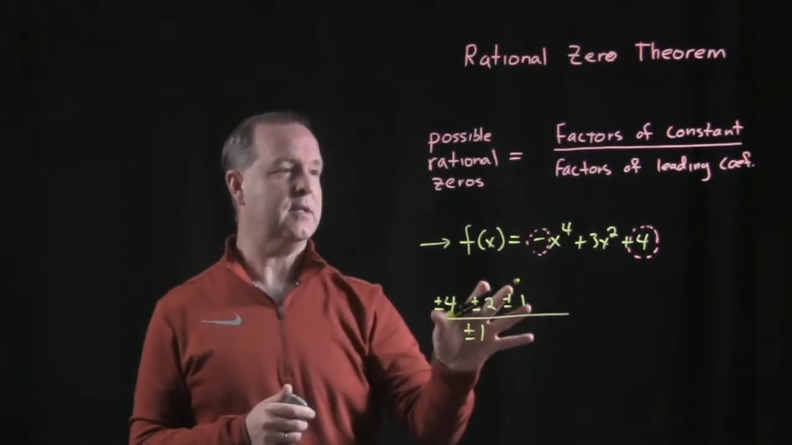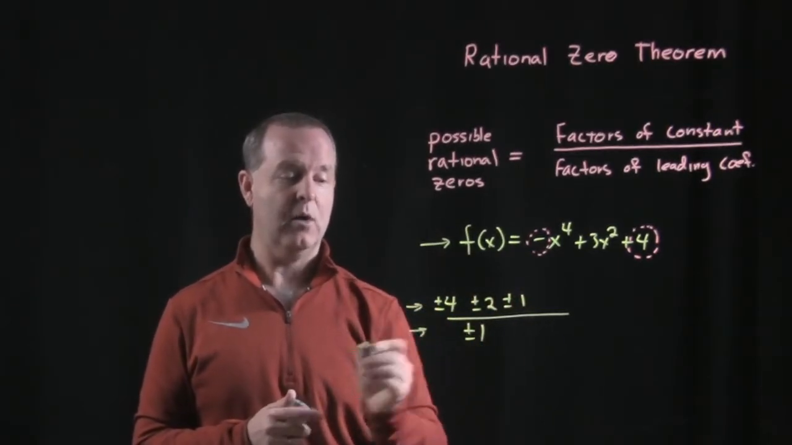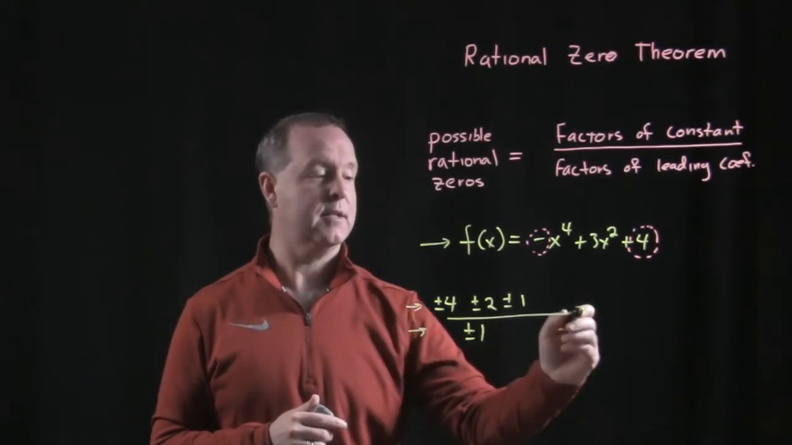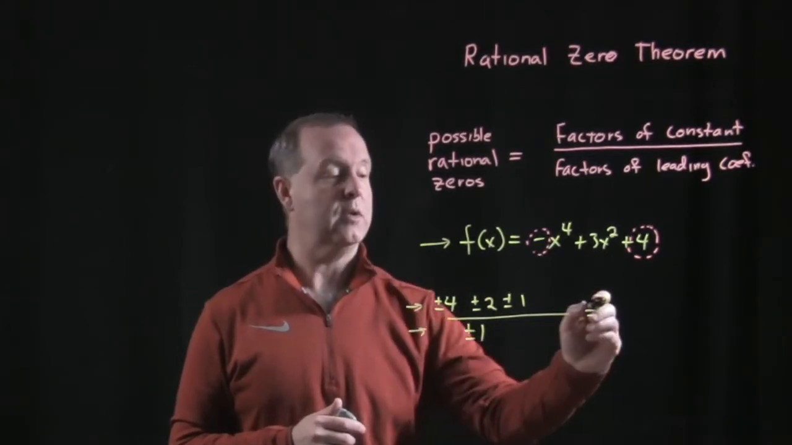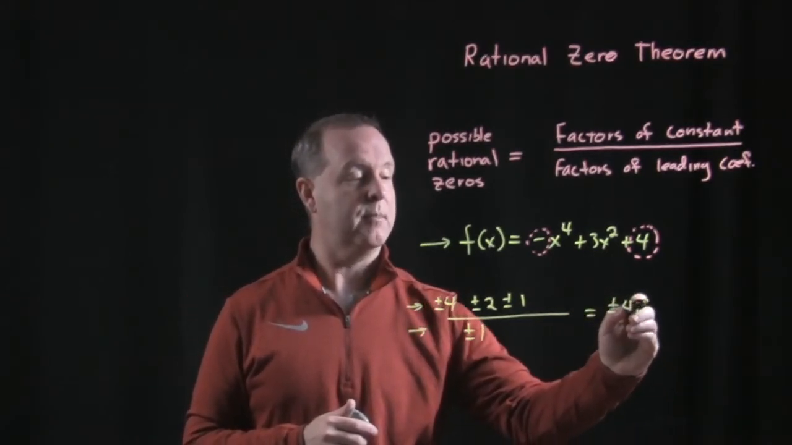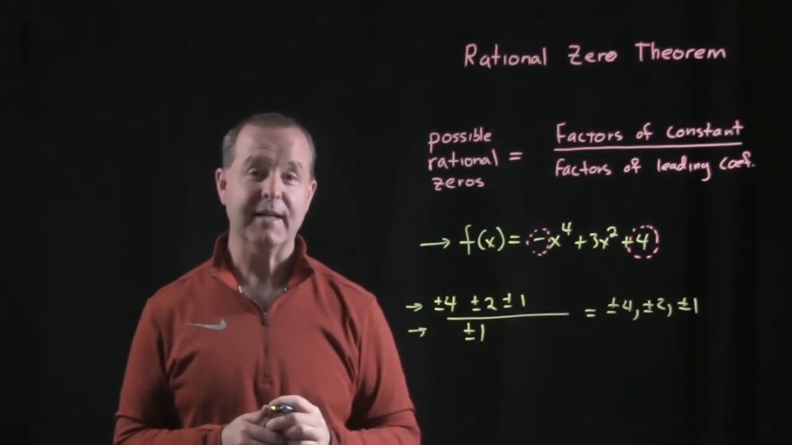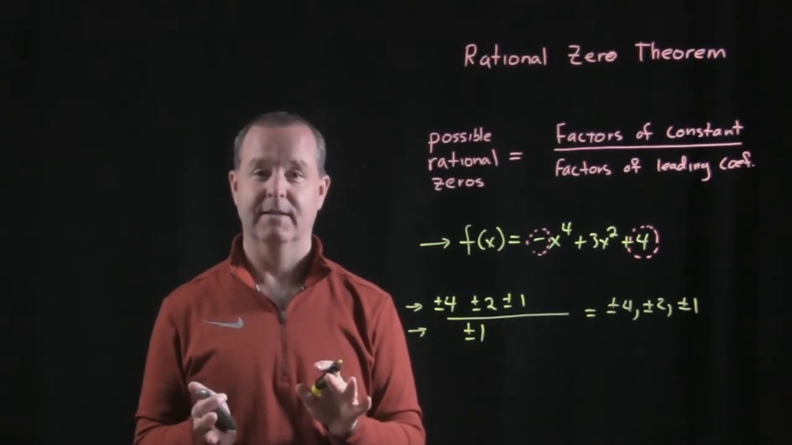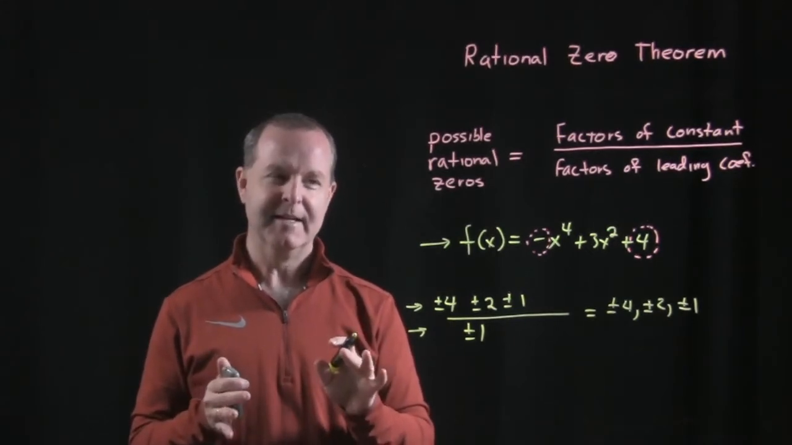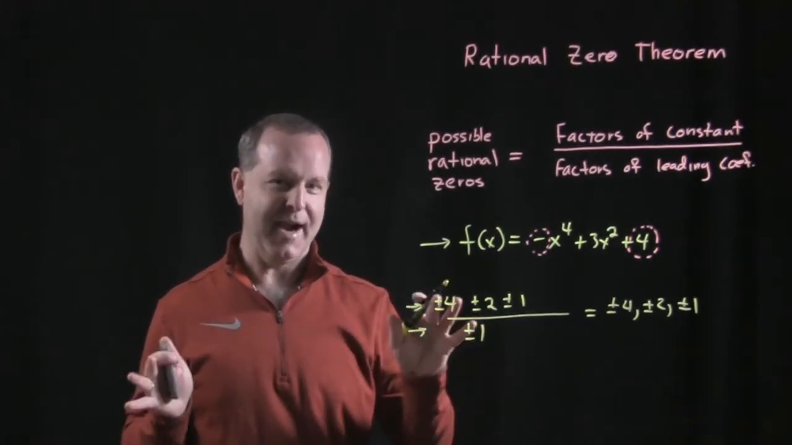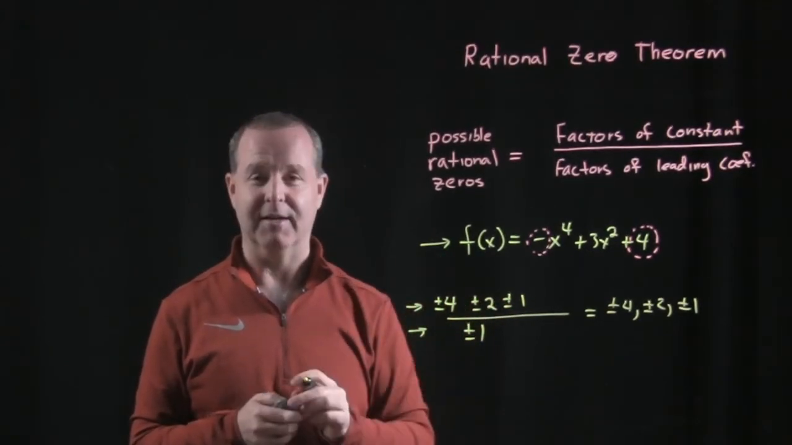And so what does this look like? Again, we talked about the ratio of all the factors of the constant term over the factors of the leading coefficient. Every combination here leaves me with plus or minus 4, plus or minus 2, and plus or minus 1. I only have to look at 6 possibilities. Did you get that? I only have to look at 6 possibilities. And I think as we continue to progress and practice, you're going to appreciate that so much more. We only have to look at 6 in this particular case. That's awesome.